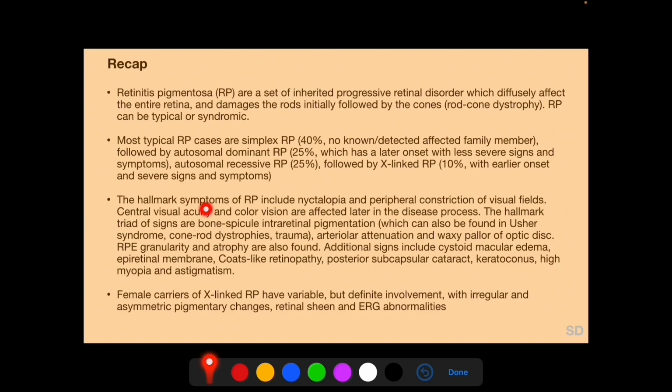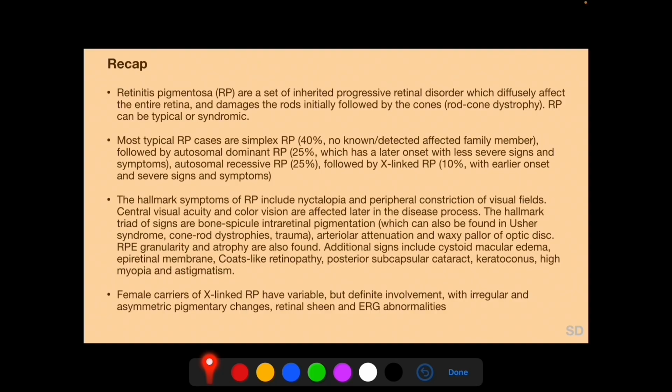The hallmark symptoms of RP include nyctalopia or night blindness and peripheral constriction of visual fields. Central visual acuity and color vision are affected later in the disease process. The hallmark triad of signs of typical RP are bone spicule intraretinal pigmentation, arteriolar attenuation, and waxy pallor of optic disc. RP granularity and atrophy are also characteristic findings of retinitis pigmentosa.